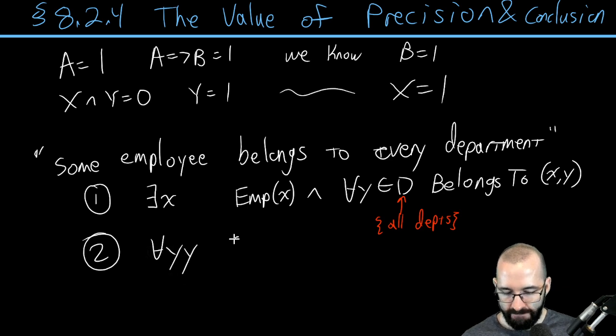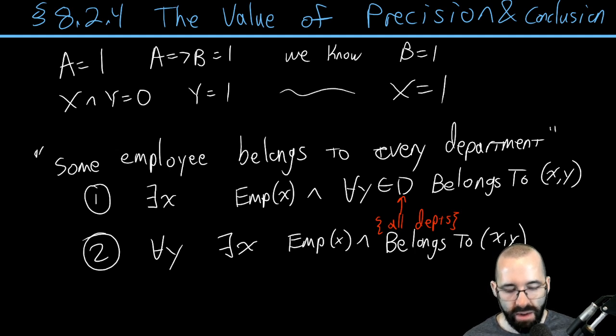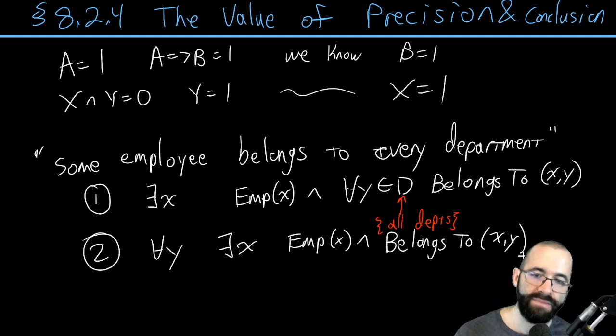For all Y, there exists, oh dear, what happened there? We got a double Y. I've heard of a double U, but I've never heard of a double Y until now. Ha ha. Okay. For all Y, there exists an X such that employee of X and X belongs to Y. And we could write that with this predicate like so.